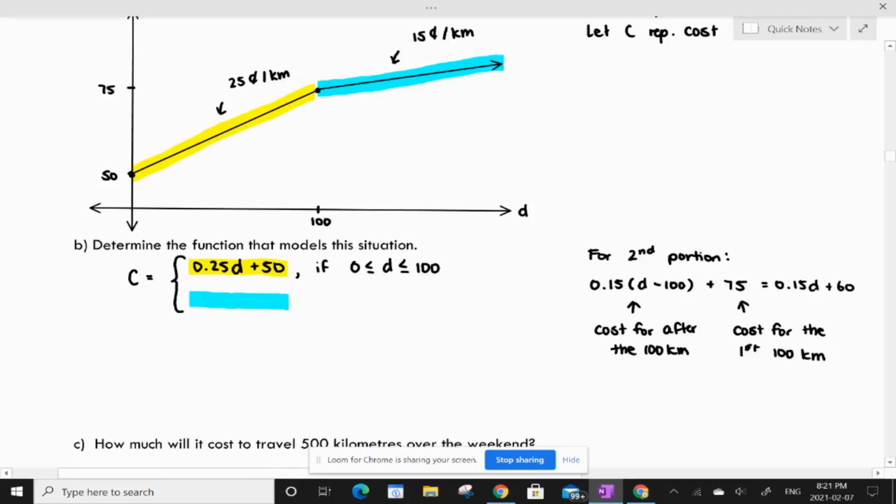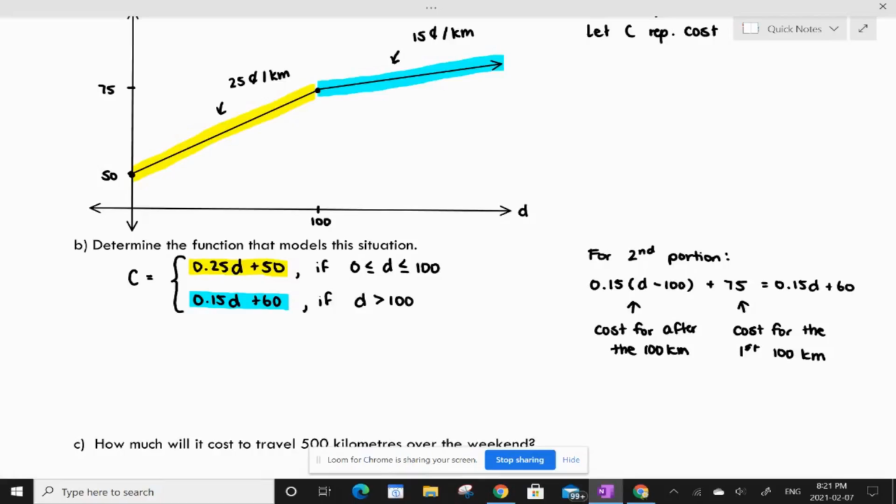So I'm going to have 0.15D plus 60 if you're dealing with a distance that is going to be greater than 100. And there we go. That's the piecewise function that represents the situation in the graph that we have there.